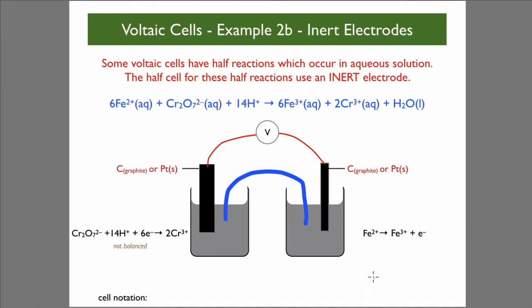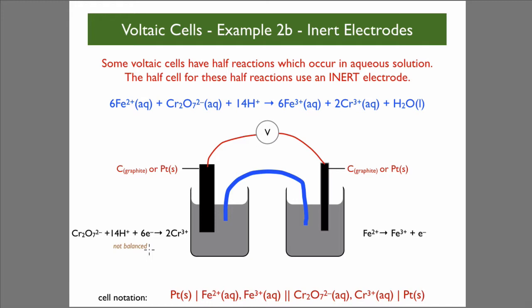Some voltaic cells have half reactions which occur in aqueous solution, as we know, and the half cell for these reactions uses an inert electrode. Here's another example of this. We've got quite a hell of an equation here. We've got iron 2 plus reacting with the dichromate ion with excess protons, giving us iron 3 plus and chromium 3 plus and liquid water. So both sides have inert electrodes here.